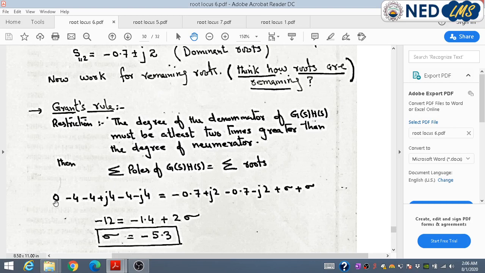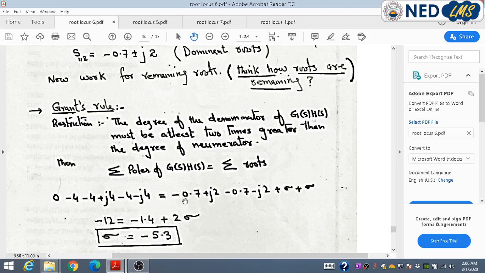So the poles of the given system are at 0, -4, -4 plus j4, and -4 minus j4. Here either we have to write down the imaginary part, or if we don't write down the imaginary part, it doesn't affect our answer, because plus j4 and minus j4 will cancel out each other in every case. So the given poles of the open loop transfer function equal the roots of the newly designed system.